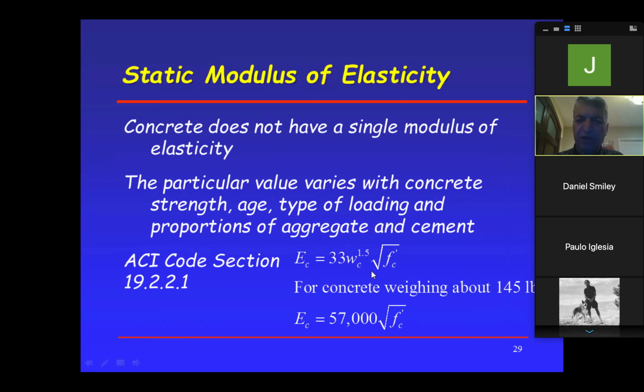So if you put 145 here to the power 1.5, you're going to come up with 57,000. But you're very seldom going to see this. This is what you're going to see. All right? So the Ec is equal to that. And we're going to use it a lot. Ec comes into account a lot when you are doing deflection calculation. Okay?